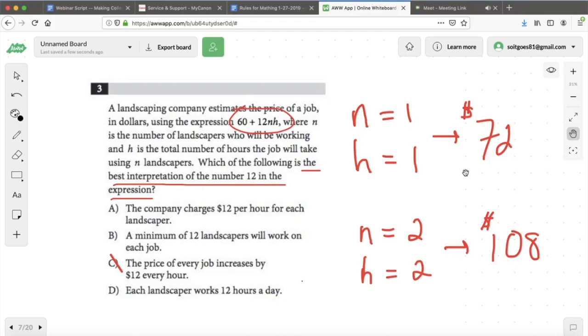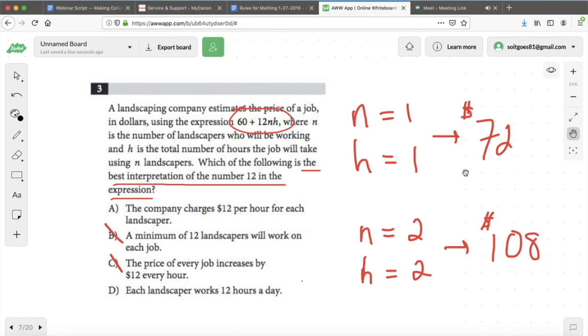We know it doesn't. It can't be B. Look at B again. Why does the number of landscapers have to be 12? It's a variable. N is a variable. It can be anything. It could be 0 if we want it to be. It doesn't have to be 12. Answer choice B is gone. And the same thing with D. The number of hours is a variable. It's not a constant. It doesn't have to be 12. We plugged in a 1. We plugged in a 2. It doesn't have to be 12.